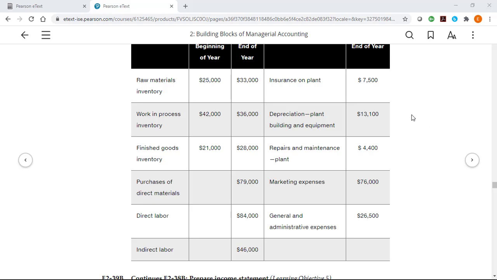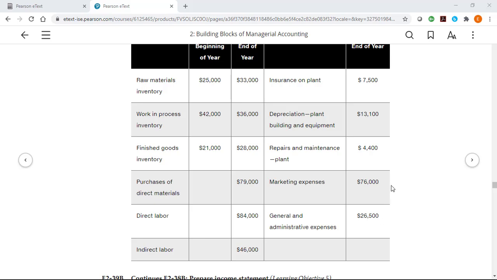Looking at these costs, insurance on the plant, that's in the factory, so that's definitely a cost that we want to include. Depreciation on the factory equipment, the plant equipment, that's definitely going to be included. Repairs and maintenance, that's going to be included. Marketing is not, that's a period cost. That is not a manufacturing overhead. General and administrative cost, that is not in the factory. That's an administrative cost. Leave these out.